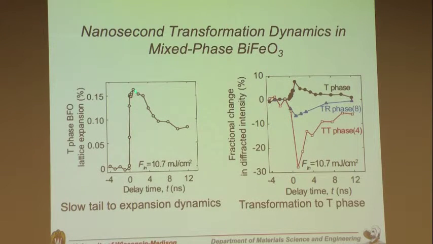This piece is a little puzzling, right? Because why should it keep expanding? What we linked this to was the idea that much of the film is clamped near the boundaries of the R phase, and so it continues to expand a little bit as the transformation happens.